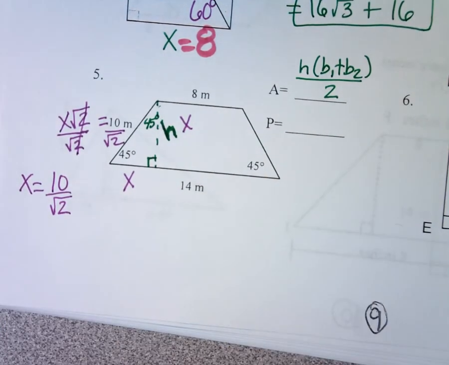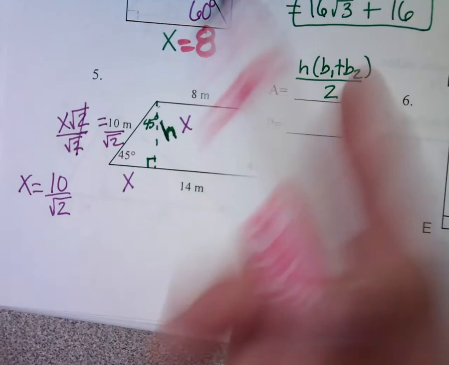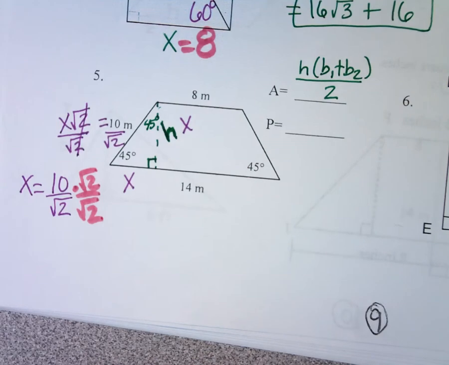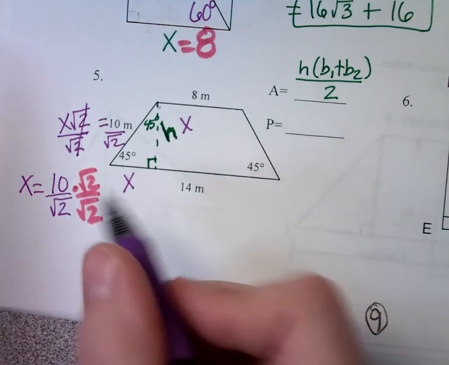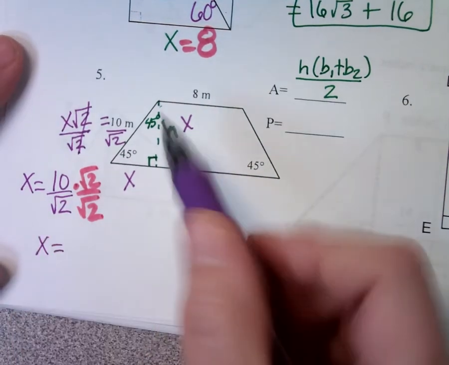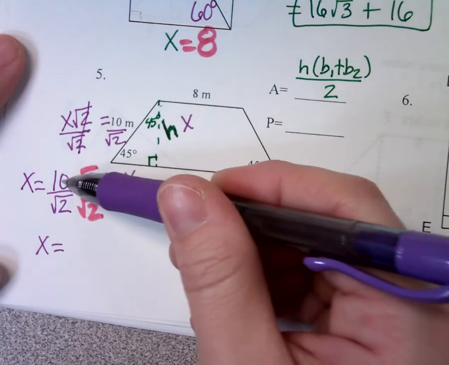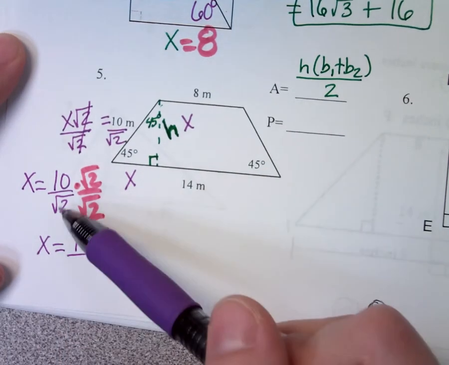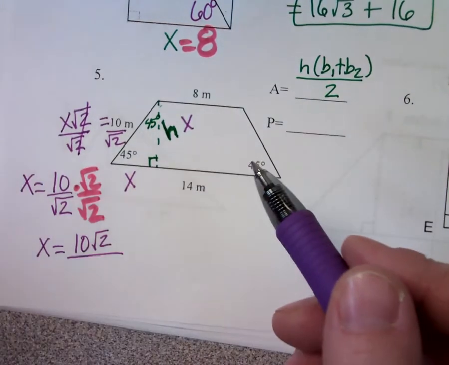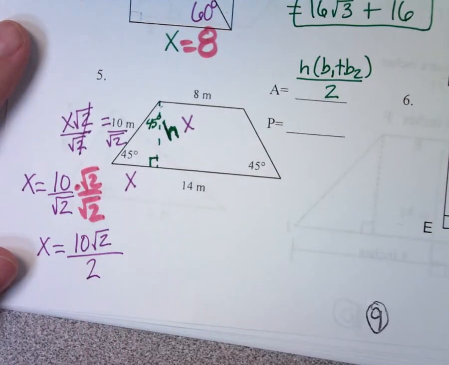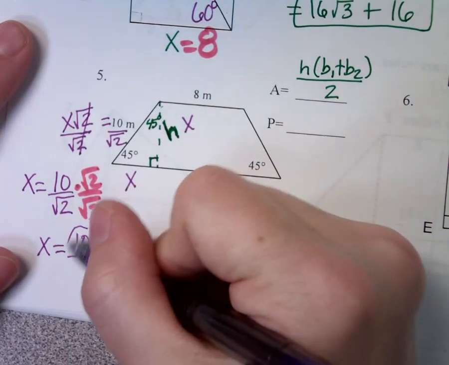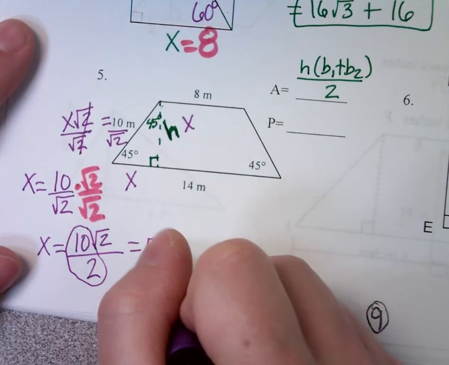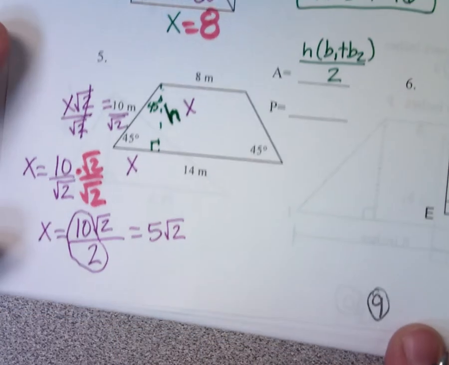This is when I do my, what do I call it? Fancy form of 1, which is square root of 2 over square root of 2. Multiply, straight across, straight across. What's that give you? What's 10 times square root of 2? 10 square root of 2. Okay, denominators. What's square root of 2 times square root of 2? Just a 2. Multiply by 2 of the same thing, out it comes. Okay, I can reduce this 10 over 2. What is 10 over 2? So x is 5 square root of 2.